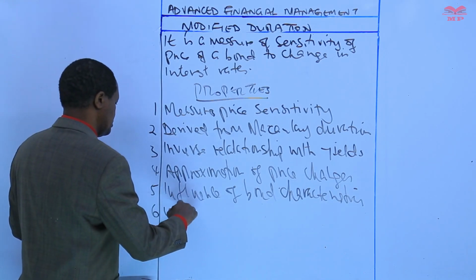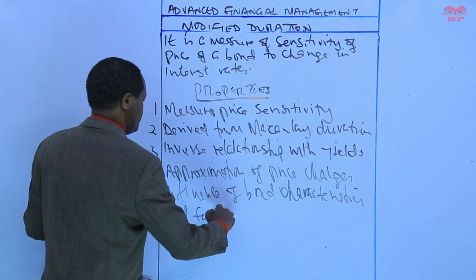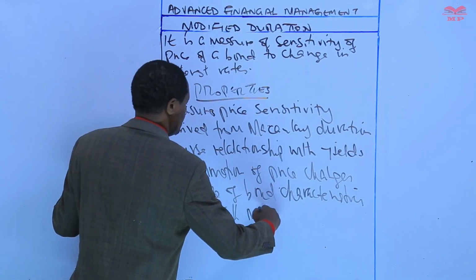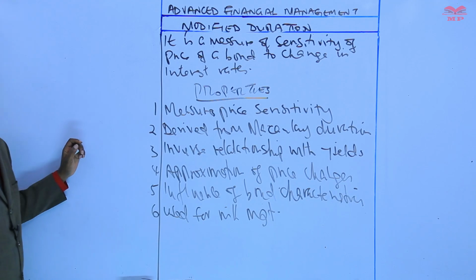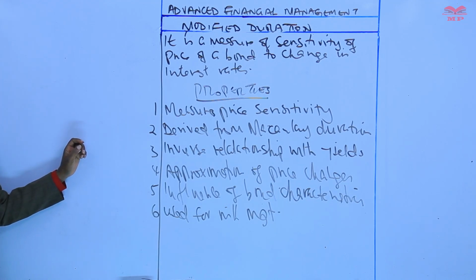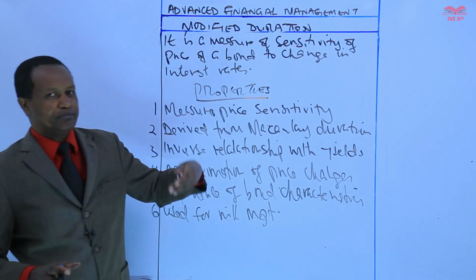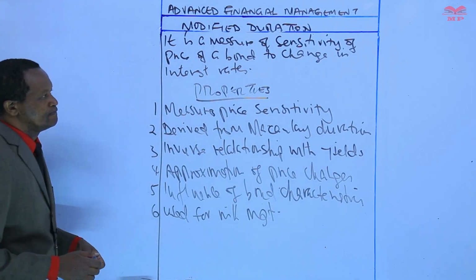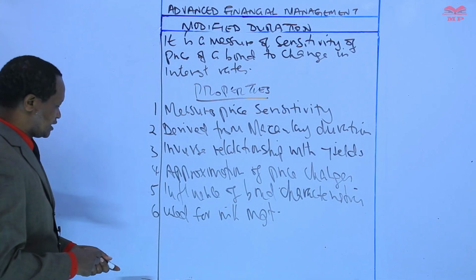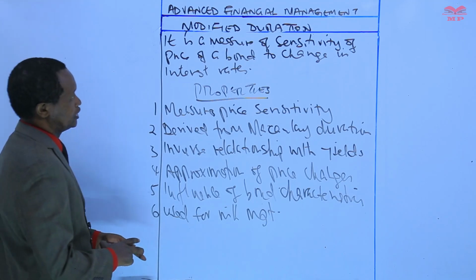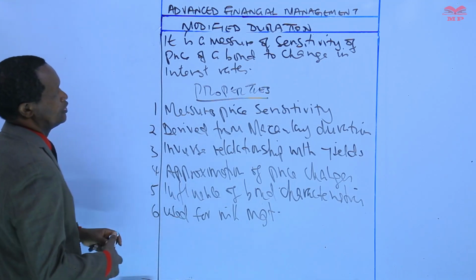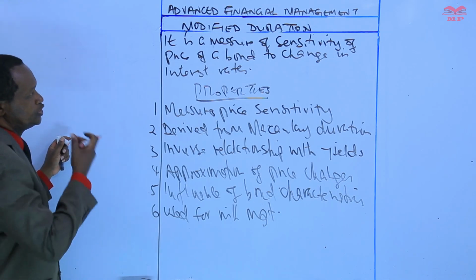6, used for risk management. Investors use modified duration to assess and also to manage the interest rate risk of their bond portfolios. That is to say that it helps them to understand how their bond holding might be affected by changes in interest rates. So these are 6 characteristics of modified duration, which you have defined to be a measure of sensitivity of the price of a bond to change in interest rate.